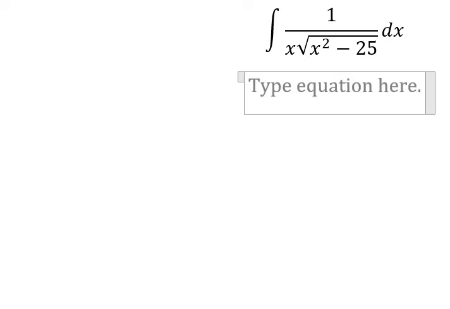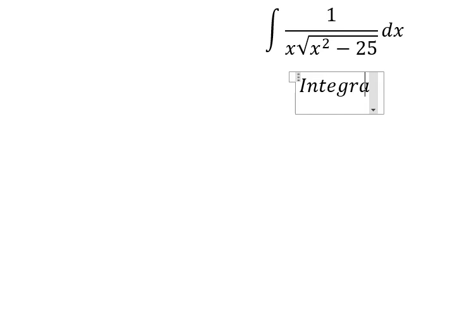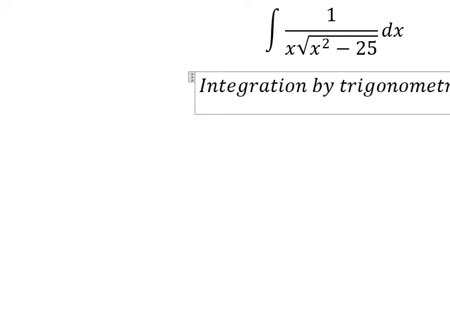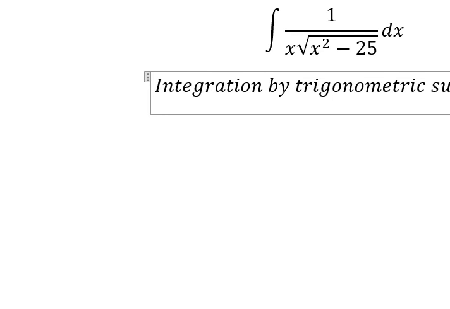We need to use integration by trigonometric substitution.